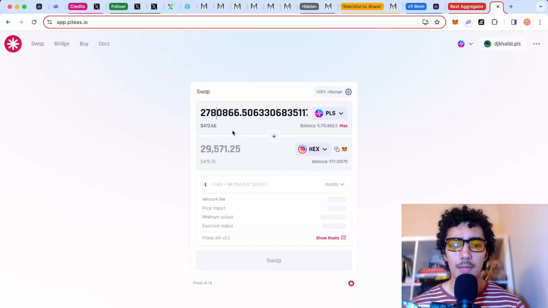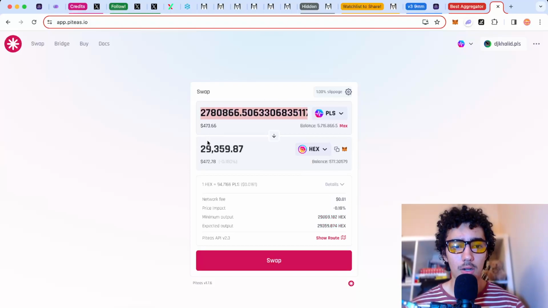So I'm going to copy this number so I can do the exact same thing on the other side. And then look at this. This is actually pretty good slippage. Look at that. $473 will give me $472 worth. Obviously, because the liquidity is very liquid.